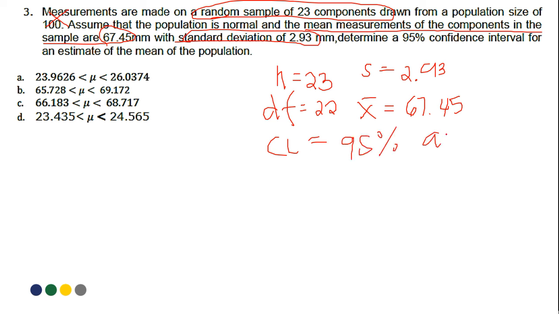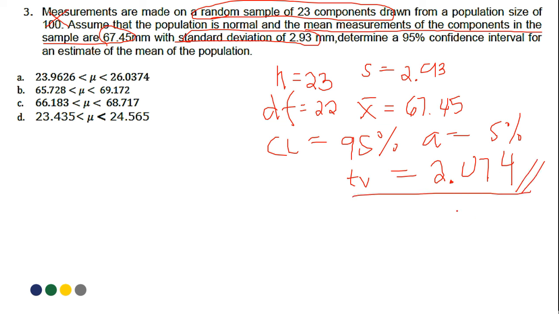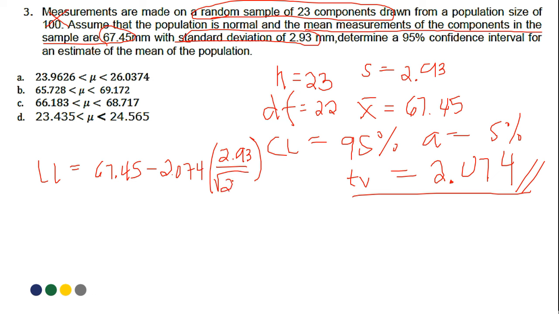95%. And the alpha is 5%. What is the T value of 95 and 22? Very good. Thank you, Irish and Dimples Kirby. 2.074, ha? Hindi ko na i-check yan sa table, ha? So, this is our critical value of T. So, LL tayo. LL, we have X bar is 67.45 minus the critical value ng 2.074. Multiply by 2.93 all over square root of 23.